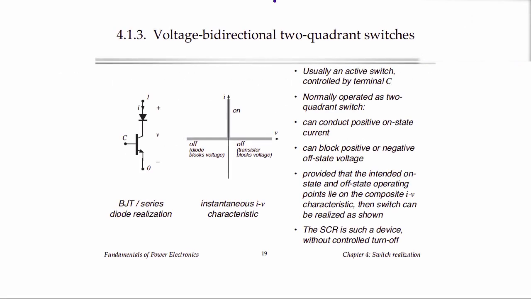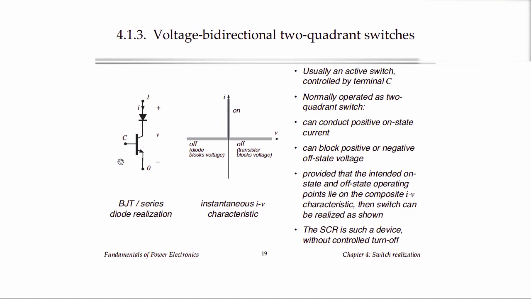Let's continue our discussion of switch applications to talk about voltage bidirectional 2-quadrant switches and 4-quadrant switches. So another possible function that a switch must perform is the ability to block both polarities of voltage when the switch is turned off. And so this is a voltage bidirectional function for a switch. We can build a voltage bidirectional switch by putting two single quadrant switches in series, one of which blocks positive voltage when the switches are off and the other which blocks negative voltage.